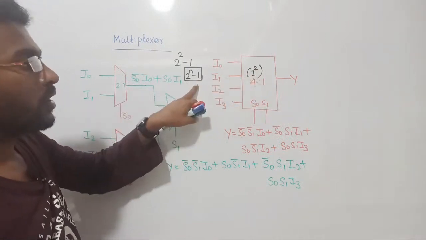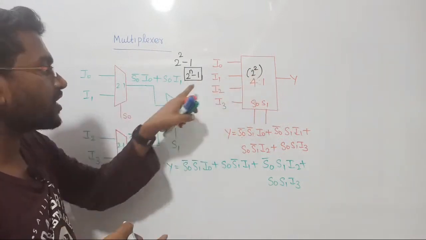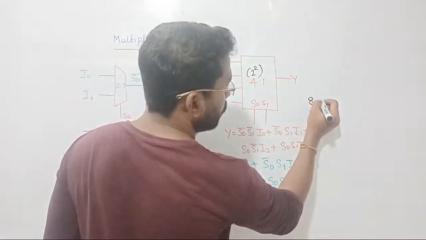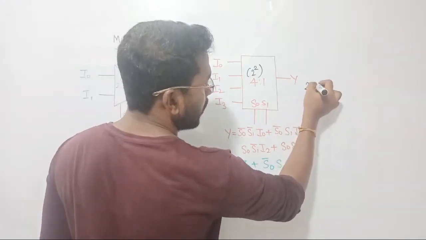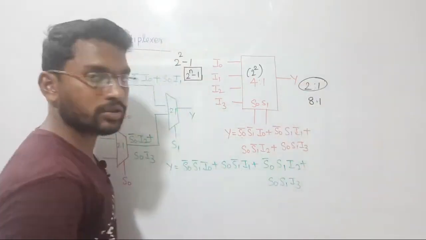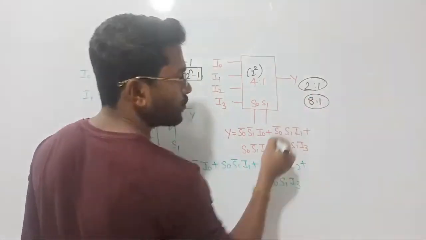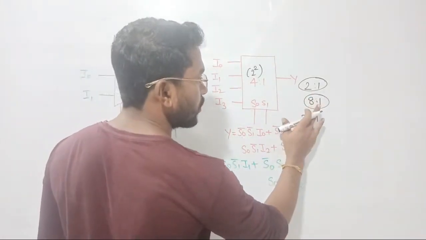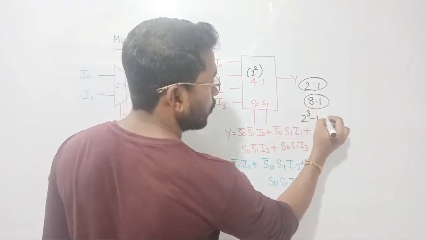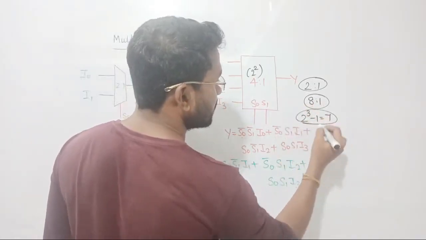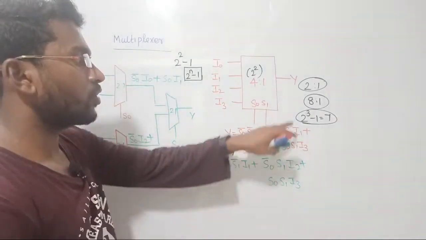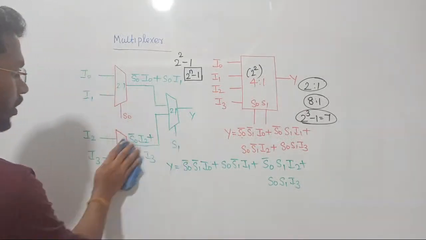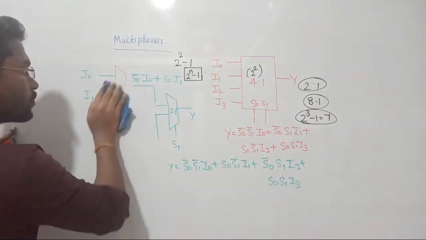Suppose you are designing an 8 cross 1 mux with the help of 2 cross 1 mux. How many 2 cross 1 muxes should be required in order to design an 8 cross 1 mux? The answer is 2 power n minus 1, where n is going to be 3. So 7 muxes, seven 2 cross 1 muxes, should be required in order to design an 8 cross 1 mux. So let's continue our journey with this. I hope things are going good now.